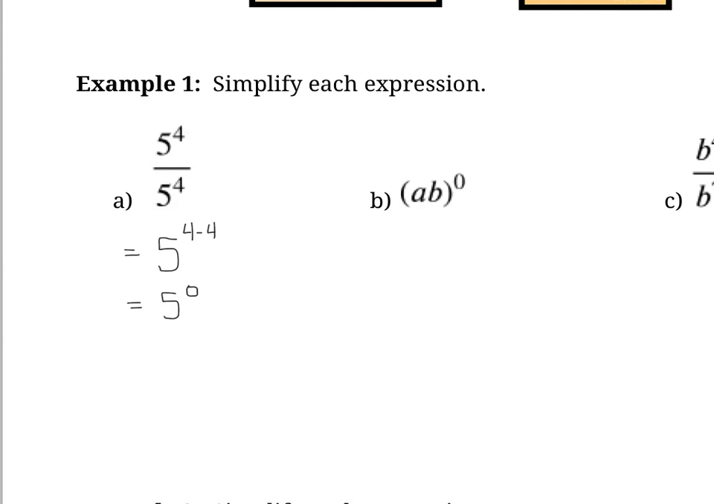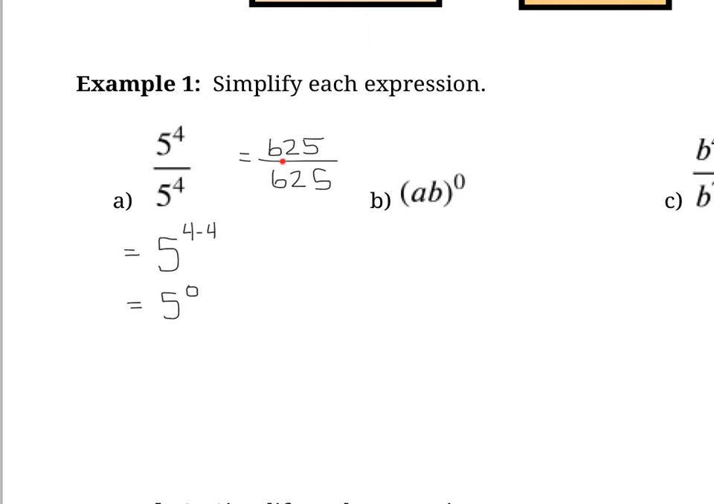Well, let's try to do this a different way. What if we found what 5 to the power of 4 actually is? If we put in our calculator 5 times 5 times 5 times 5, so 5 4 times, then we get 625. So this top part is equal to 625. How about the bottom? The bottom is also 5 times 5 times 5 times 5, so 5 4 times. And if you multiply that in your calculator, you get 625.